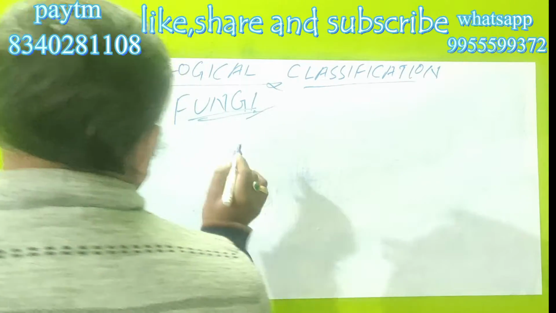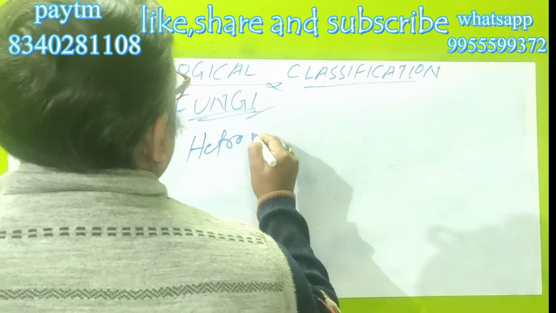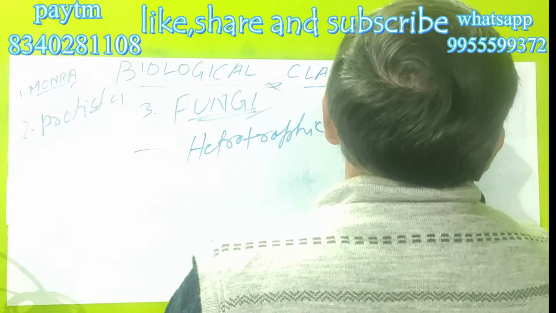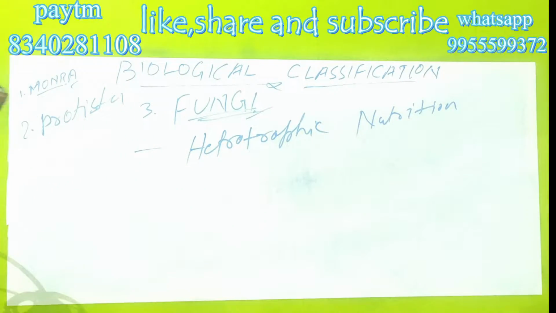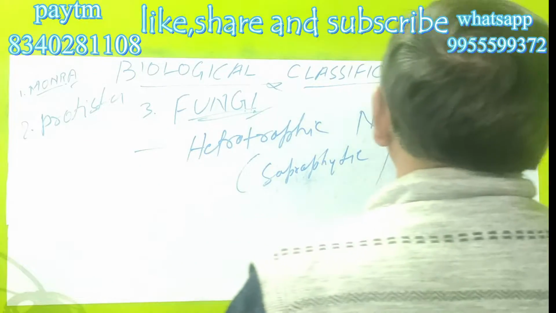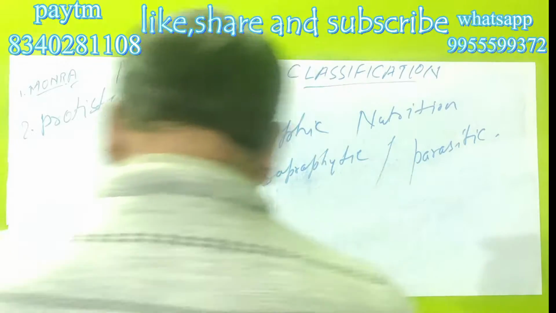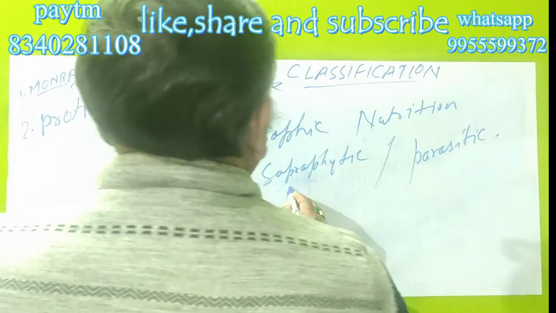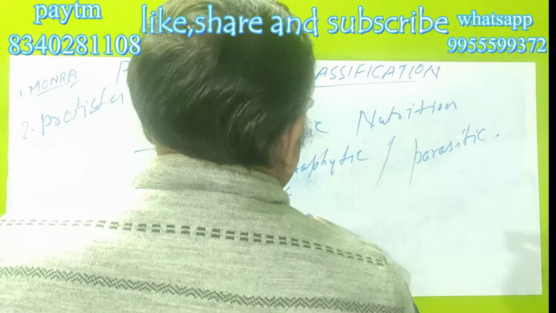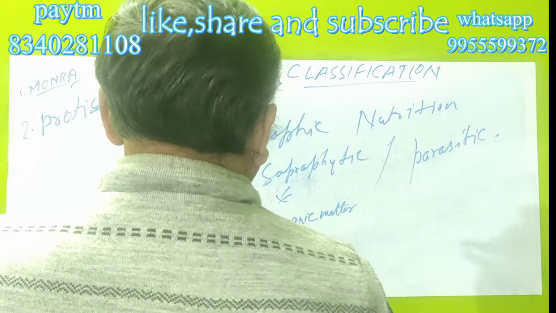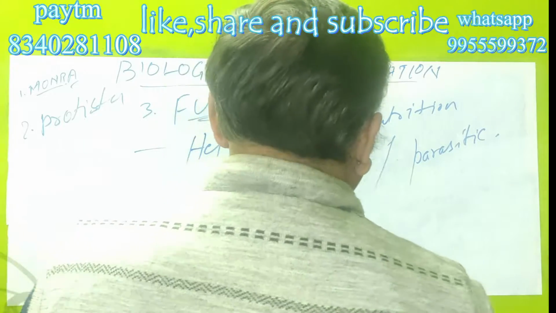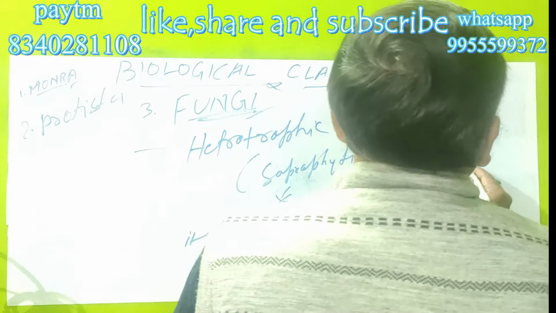In fungi, its characters: it has heterotrophic nutrition, that is, it doesn't make its own food. It is saprophytic as well as parasitic. Saprophytic means it absorbs organic matters from dead substances or rotten substances. Parasitic depends upon the living plants and animals.